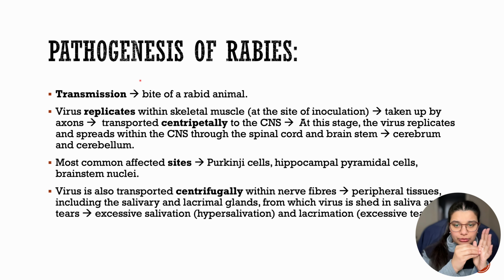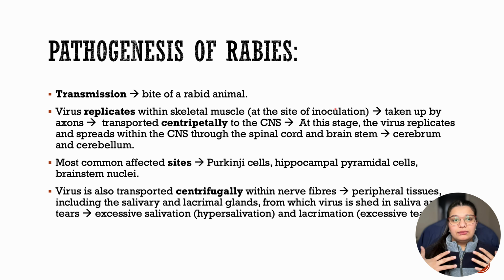After it bites, of course, the muscle in the area where it bites, the virus replicates within the skeletal muscle at the site of the inoculation. After it replicates, it is taken up by the axons of that area, the nerve which supplies it, the axons being the processes of the cell bodies of the neurons. They then transport it centripetally. Centripetally is towards the body, towards the center.